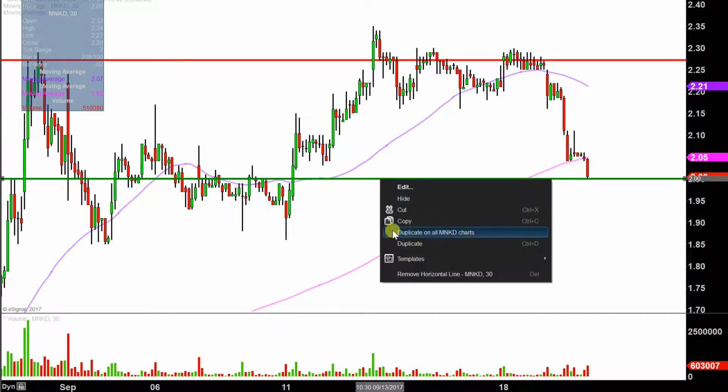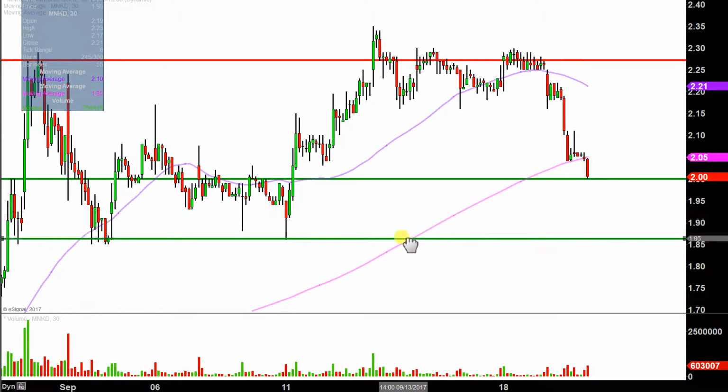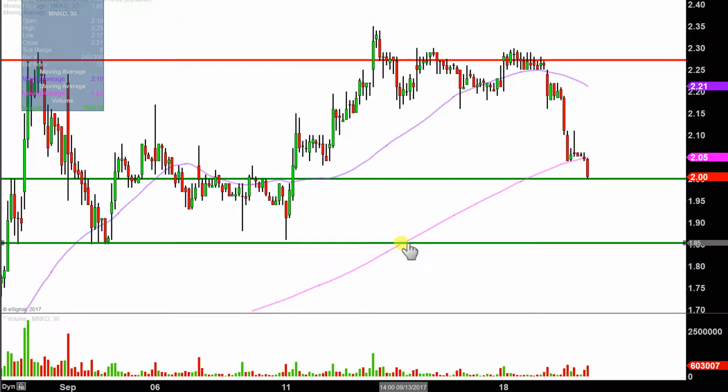Now, if the price cannot hold above $2, the next key overall area of support down here at the bottom of this previous channel sits at the $1.85 mark. So $2, $1.85, the next couple key levels of support. So we'll see if the bulls can maintain above $2 or not.